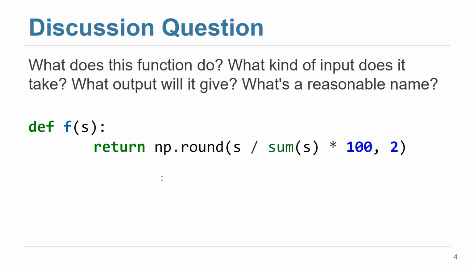Look at this function and tell me what it does. What kind of input does it take, what output will it give, and what's a reasonable name for that function? What are we doing here? So it takes an array. How did you know? There's a sum here, so it seems like this is the sum of a list of values, so probably S is an array. That's the type of the input.